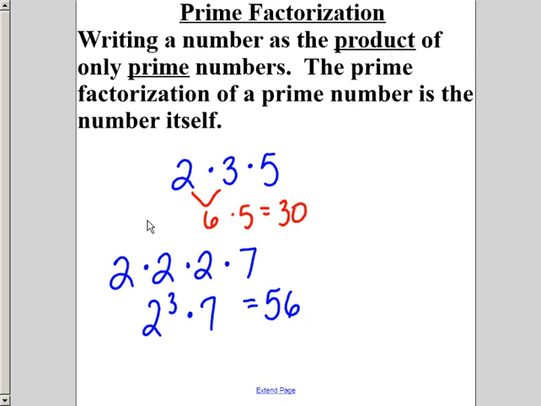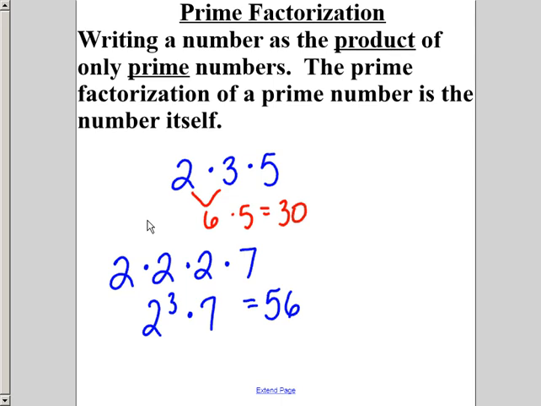Some things to note about how we write prime factorizations. Not only do we write them with exponents if we can, but we also write our prime factors in order from least to greatest. So for example, the prime factorization of 30, we wouldn't really write as 3 times 2 times 5, or 5 times 2 times 3, or 5 times 3 times 2. We wouldn't write it like that because we want to put the factors in order from least to greatest.